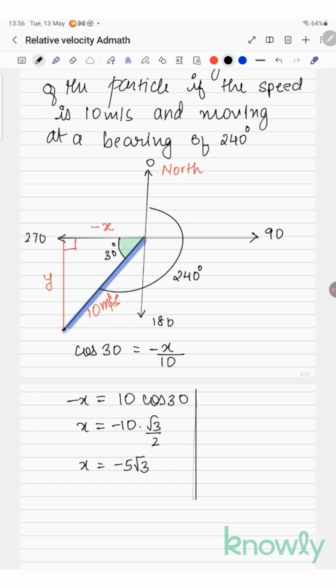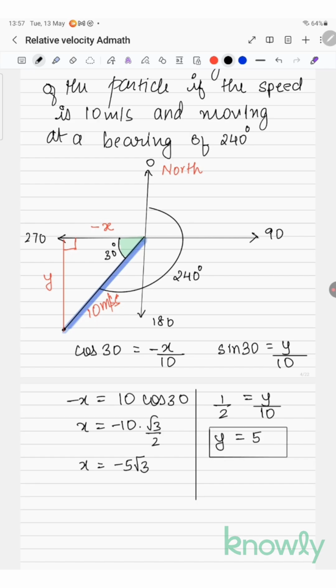You understood what I am trying to say? Next, sin 30 is opposite over hypotenuse. So y over 10. So 1 over 2 equals y over 10. So y equals 5.